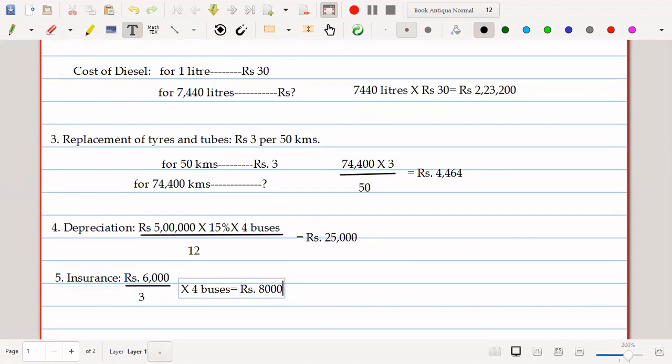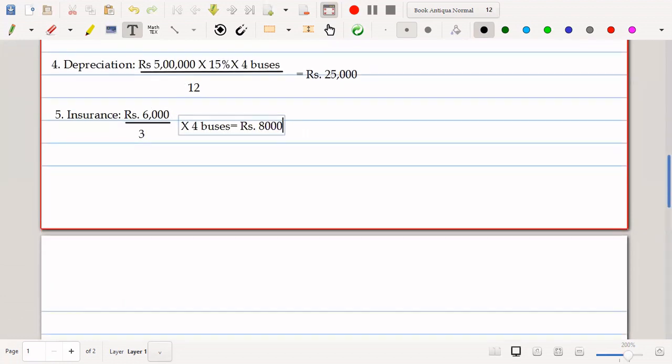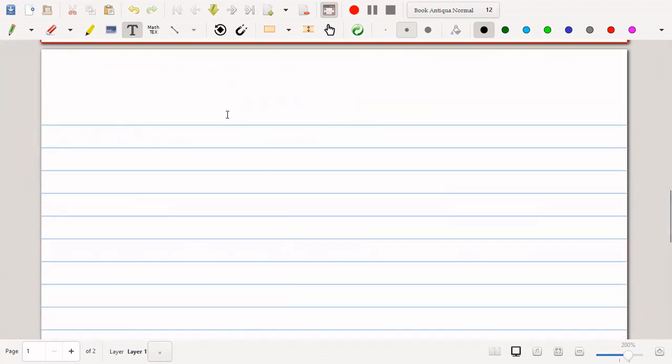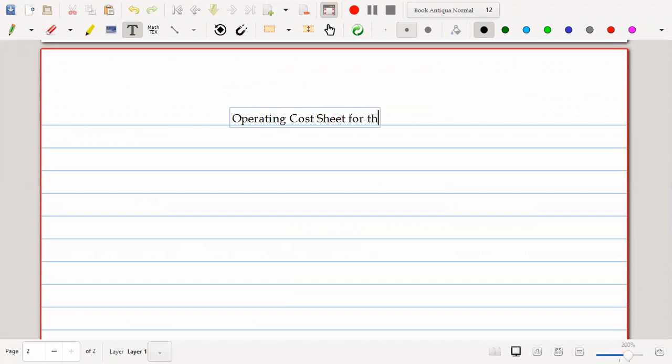Now let's prepare the cost sheet. Let's put the cost sheet here. Operating cost sheet for the month of January.